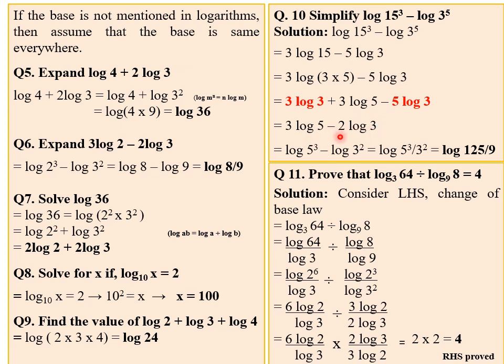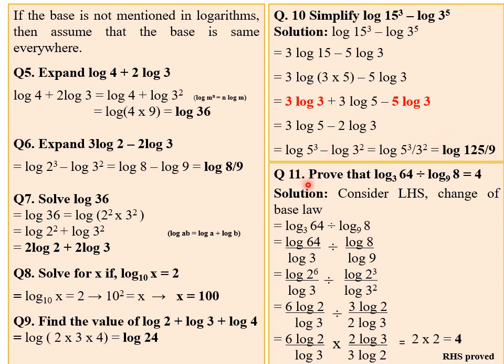So now you cannot solve this further because you have different numbers here. So convert it into the form of log 5 to the power 3, log 3 to the power 2, that can be written as log 5 cube by 3 square. Because this is the subtraction here, you are going to write it as log A by B. That can be written as log 5 cube is 125 and 3 square is 9. So log 125 by 9 is your final answer.